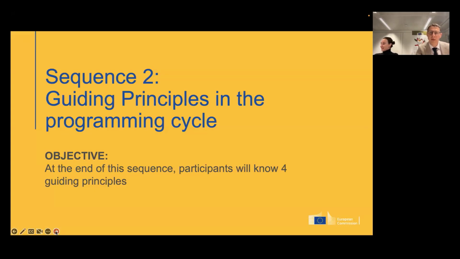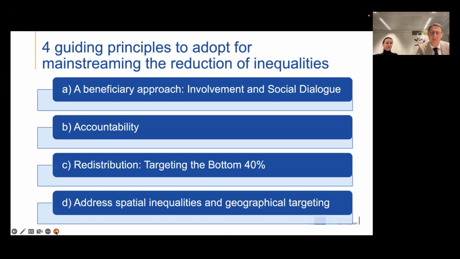So without waiting, let's summarize and review the guiding principles I mentioned. There are 4 guiding principles to adopt for mainstreaming the reduction of inequality. The first guiding principle is a beneficiary approach, meaning involvement and social dialogue. Then the principle of accountability, redistribution, targeting the bottom 40%. And finally, a last principle on which we insist in the reference document is addressing spatial inequalities and geographical targeting.